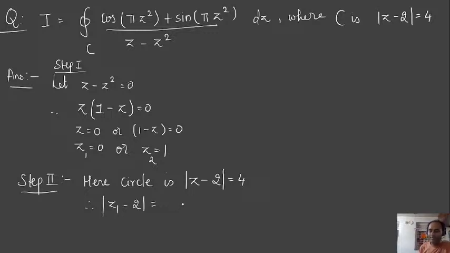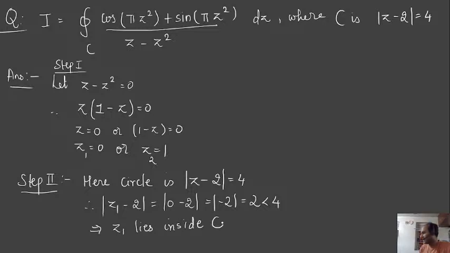First let us complete this question, then if we have any doubt regarding that second question, I will explain it. Right now we will focus upon this one. So z1 minus 2, you get 0 minus 2, which is mod of minus 2. Mod of minus 2 is 2. Now this quantity is less than 4, right? That means z1 lies inside C.